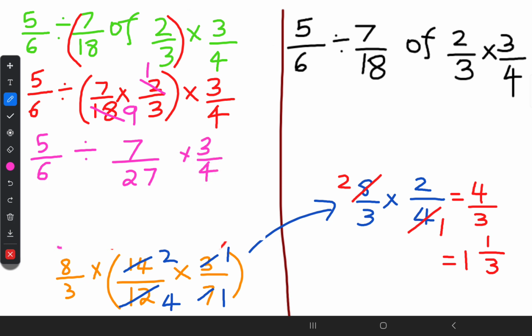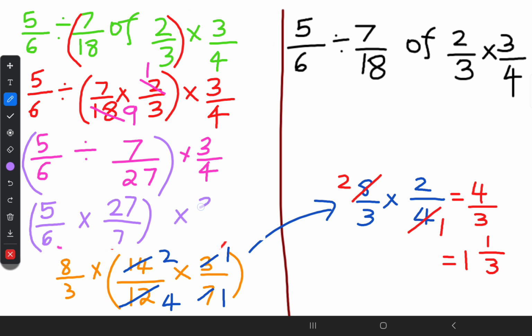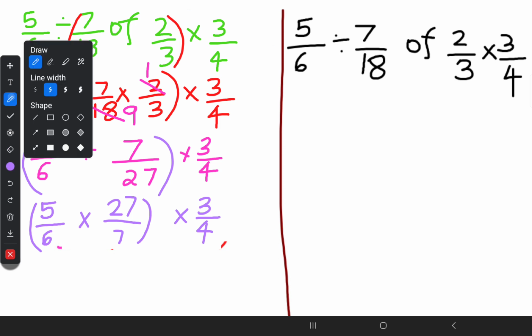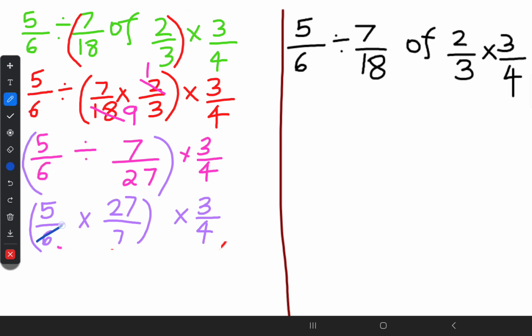After this, here also there are two operations furthermore, division and multiplication. BODMAS, D, division. You should do the division first. So I'll write that one. 5 over 6, the division will become a multiplication, and its reciprocal would be 27 over 7 multiplied with 3 over 4. So here after simplification, these two can be simplified by 3. 2 3s are 3, 9 3s are 27.